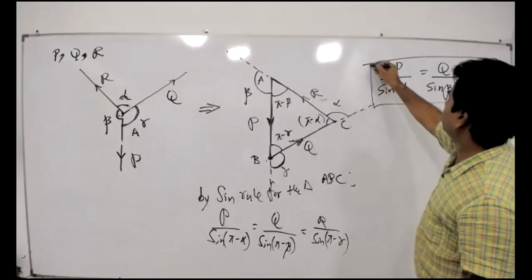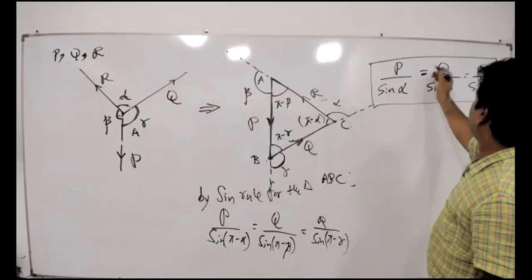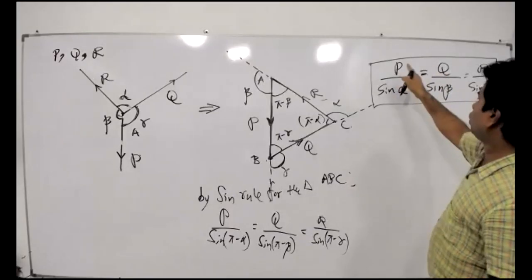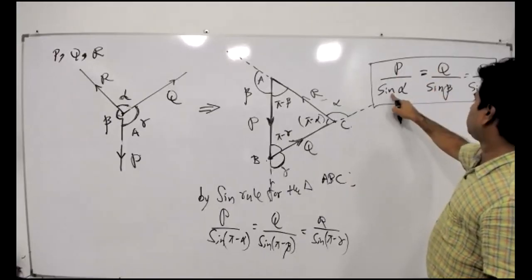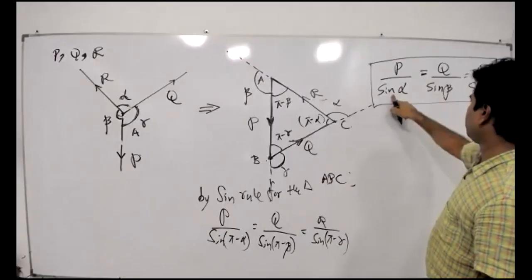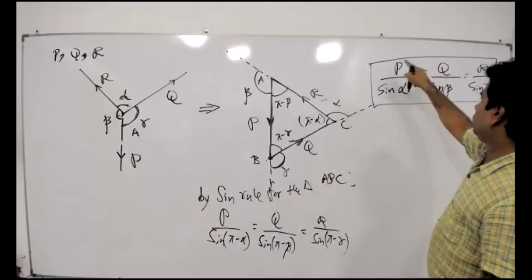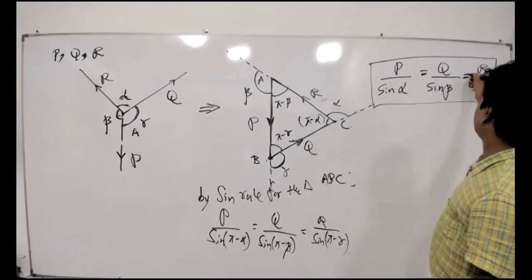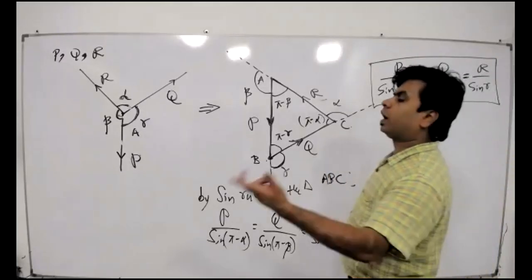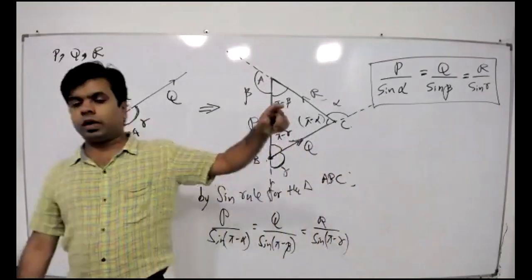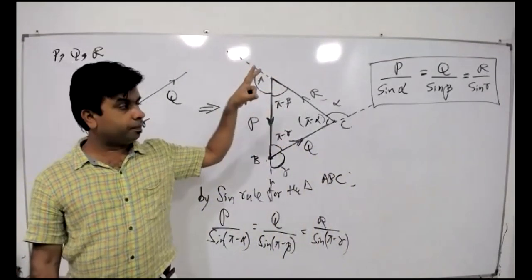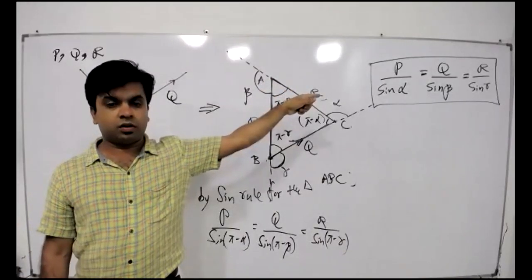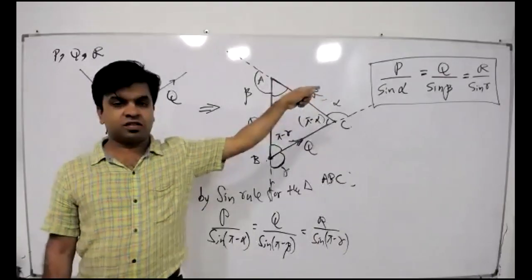Actually, this is not just one equality. If you know any of these quantities, you can find the unknown. That means it is an equation, a particular relation. Actually, we got this particular result. What is this result called?